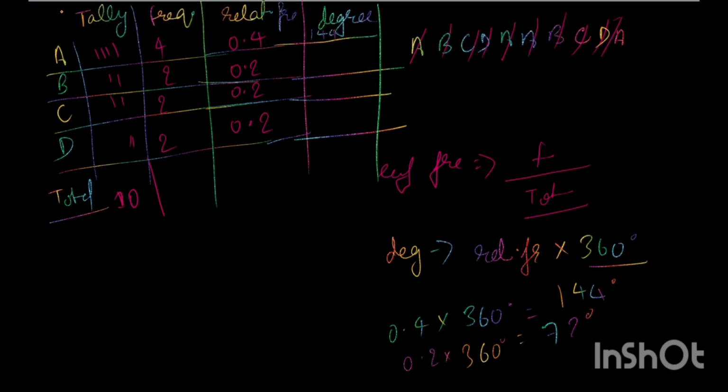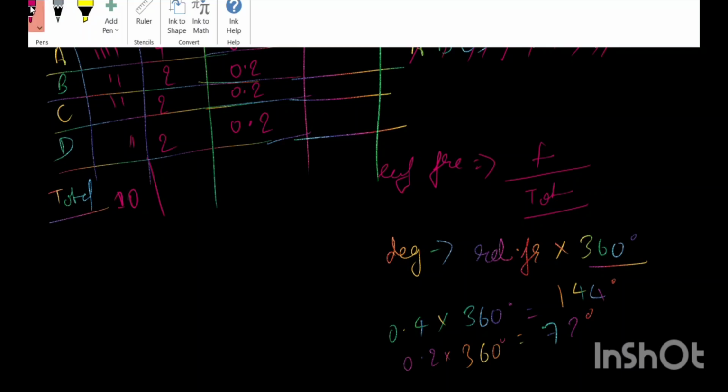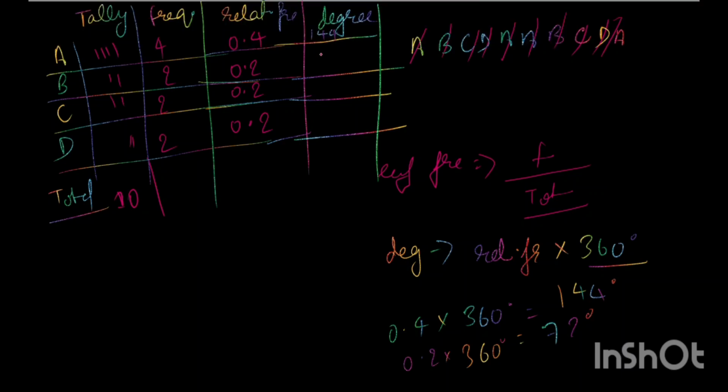What I want to explain here is that if you add the entire frequency, you will get the total number of observations. If you add the entire degree, you will get 360 degrees. And if you add the entire relative frequency, you will get 1.